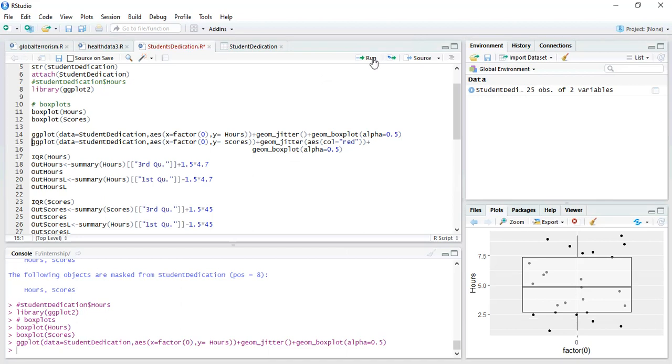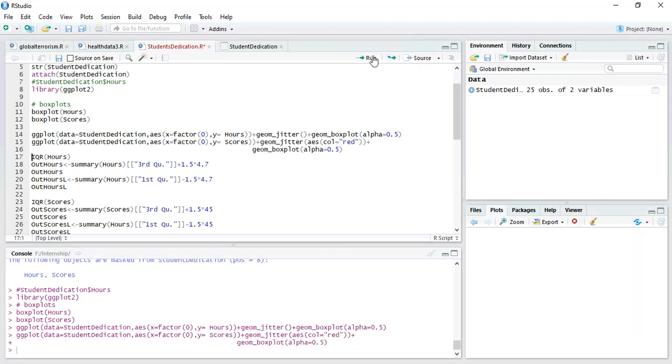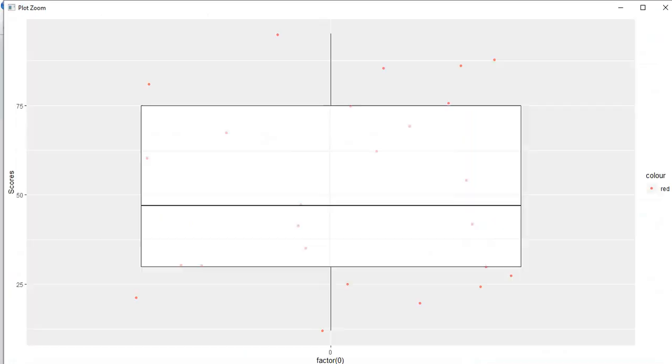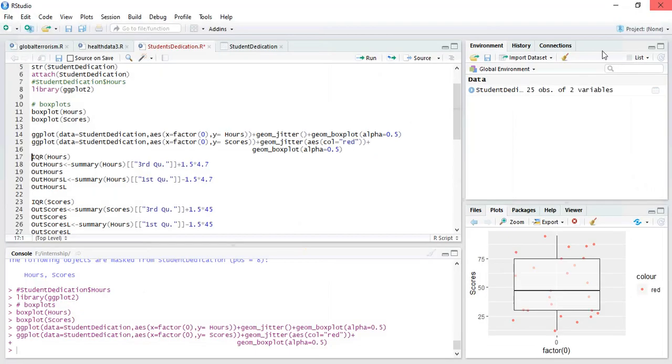Then we did the ggplot for scores. First we did it for hours, and now for scores. In scores I just added one more thing, aesthetics color is equal to red. Now see what happened: the colors have changed to red, and these are transparent. So I have changed the score plot again. Is this score an outlier? We have to see if there are some outliers or not.